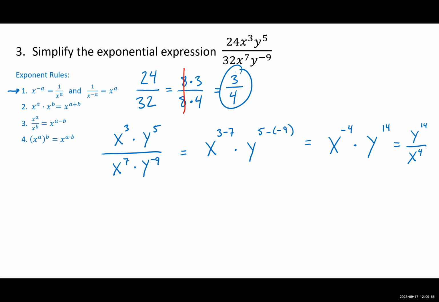All right, so we've got the 3/4. That was the numbers of 24 over 32. We've got the y to the 14th over x to the fourth. So our final answer, we've got a 3 on top. So 3y to the 14th power divided by 4x to the fourth power.